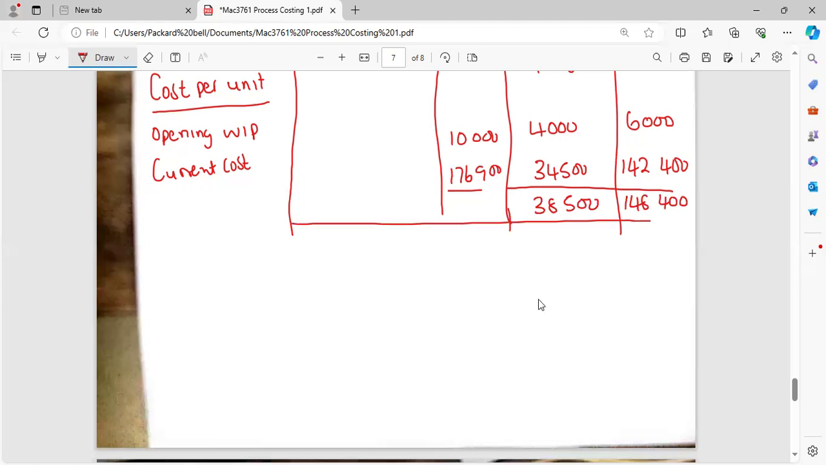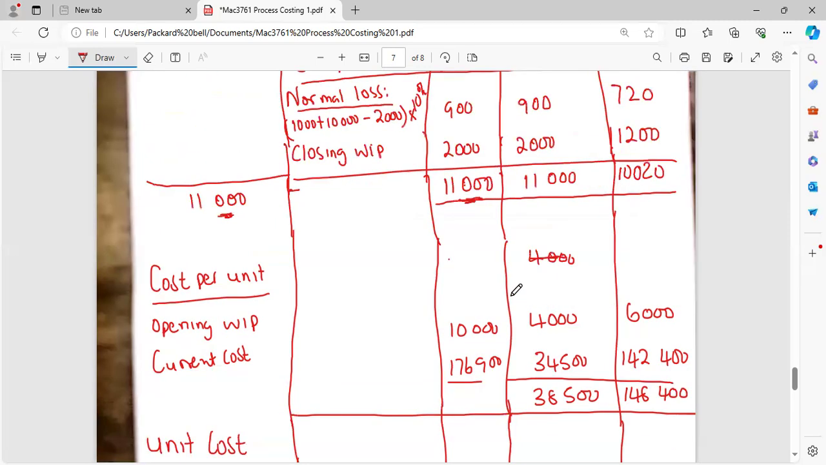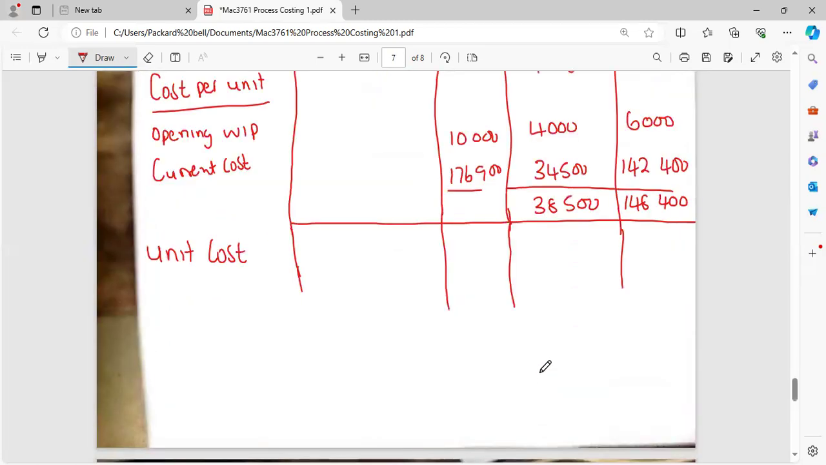So we are now going to divide by the total quantities to get the unit cost. So we just come here. How many quantities are we having? Here we have 11,000. Then here we have 10,020. So we are just going to divide here by 11,000, here by 10,020. Then we can get our unit cost.